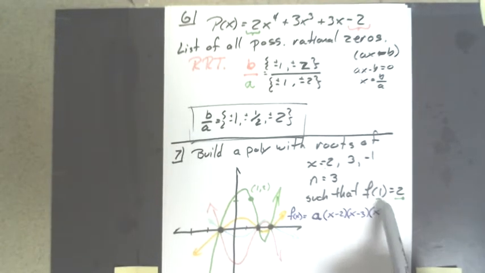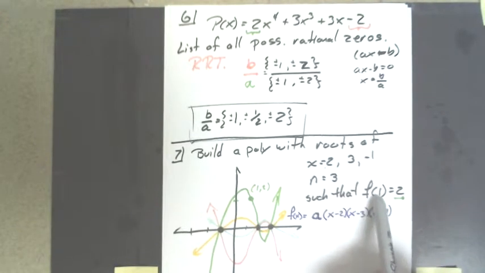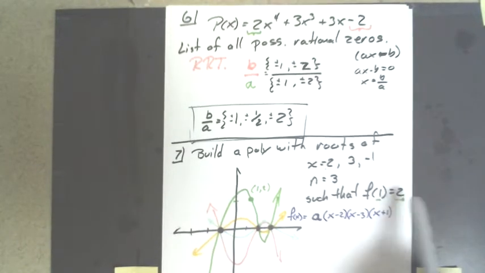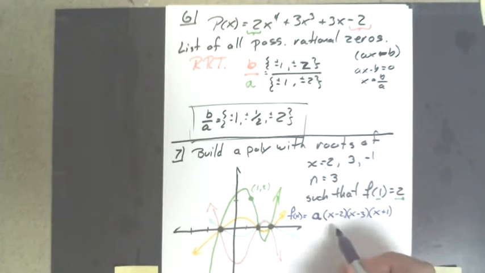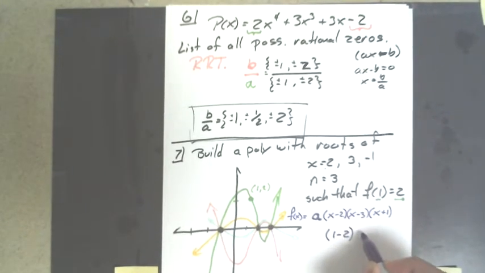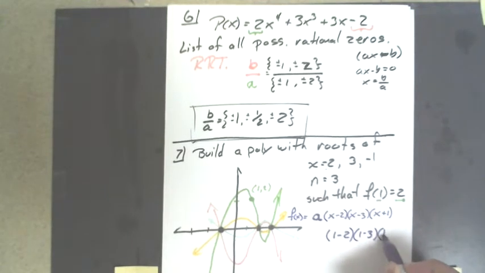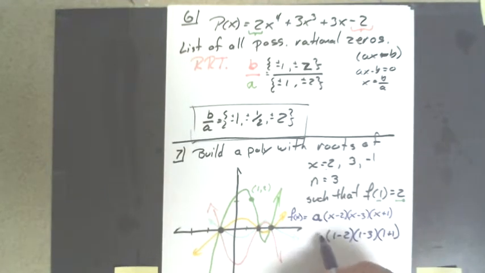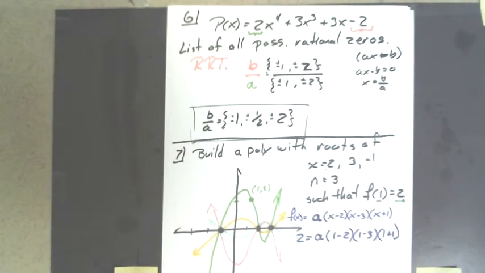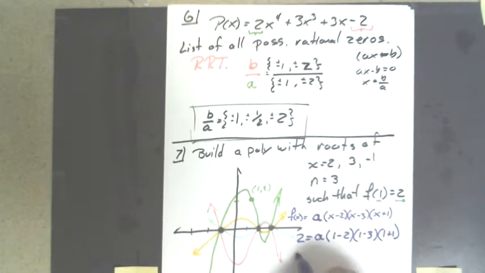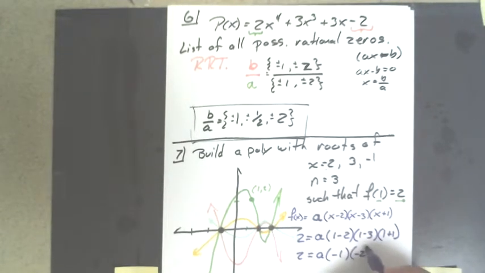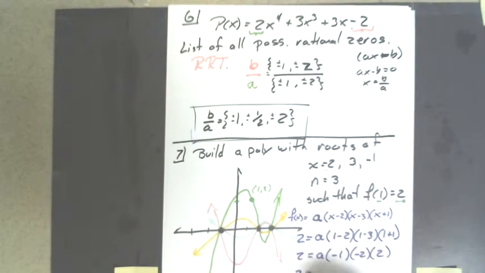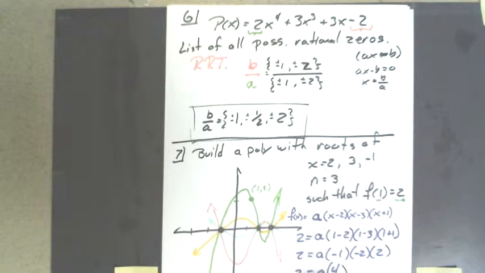How do we find it? Well, we know that if we plug in x equals 1, we're supposed to get a 2. So if we let x equal 1, (1 minus 2)(1 minus 3)(1 plus 1) times a should equal 2. Our job is just to figure out what a has to be to make this true. So 2 equals a times, what is it, negative 1 times negative 2 times 2. So 2 equals a times 4. So a equals, divide the 4 off, 1/2.